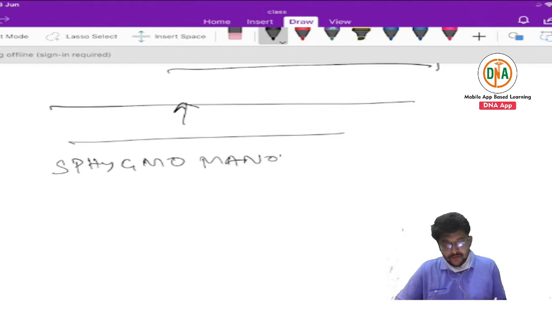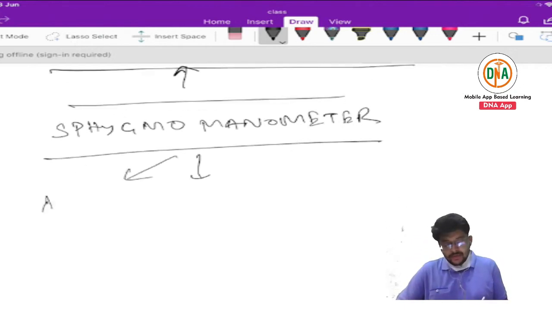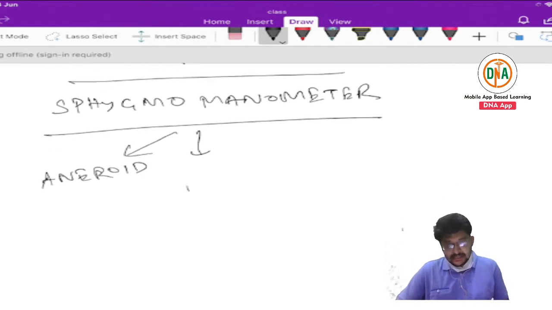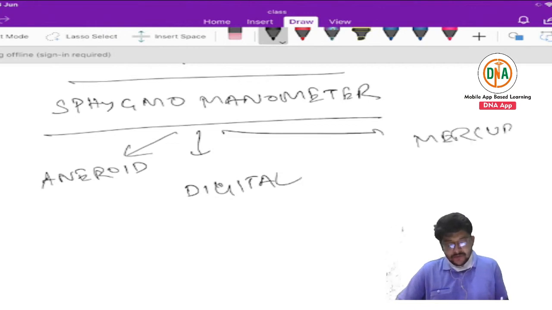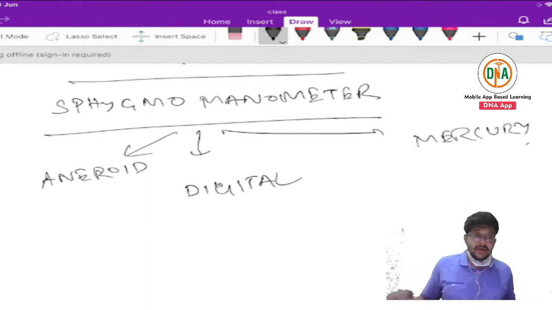Very important for your exam. So this is the sphygmomanometer. How many types of sphygmomanometers are there? There are three types. One is the aneroid sphygmomanometer. The second is the digital sphygmomanometer, and the most important is the mercury sphygmomanometer. The sphygmomanometer is the machine by which we measure blood pressure.